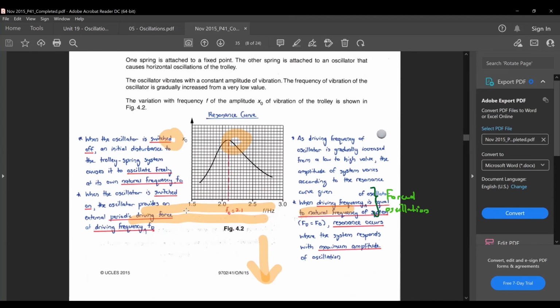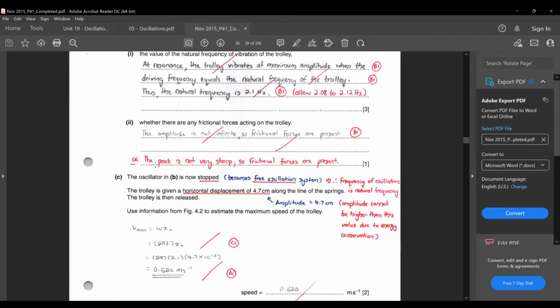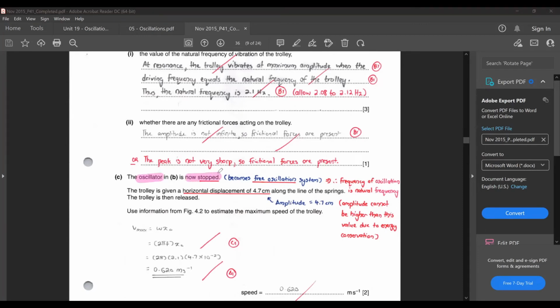If you look at part C, the one that you're looking at right now, you notice this. They tell you your oscillator is now stopped. Then they tell you the trolley is given a horizontal displacement of 4.7 centimeters along the line of the springs, and then the trolley is released. When they tell you your oscillator is stopped, and then give your trolley an initial displacement and release it, your trolley will still oscillate, but this time it becomes a free oscillation system.